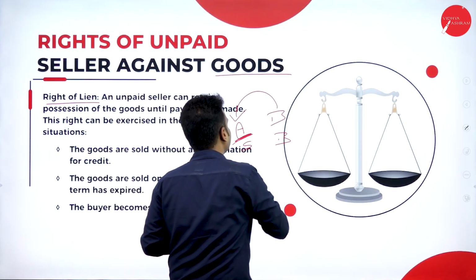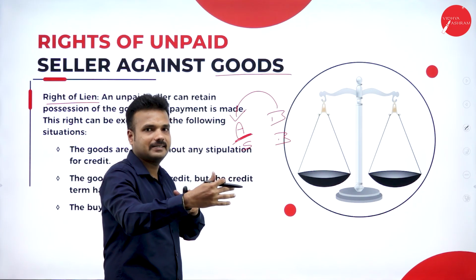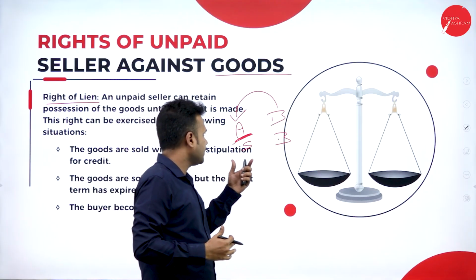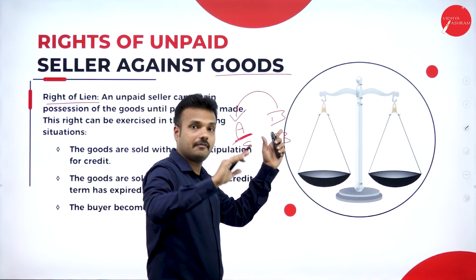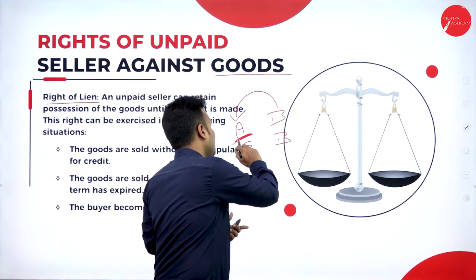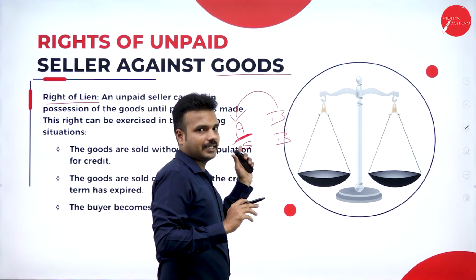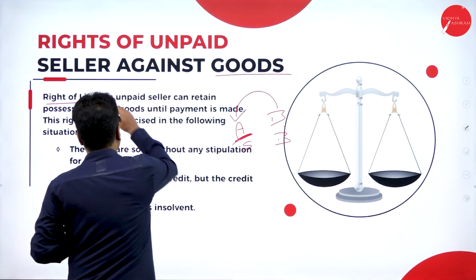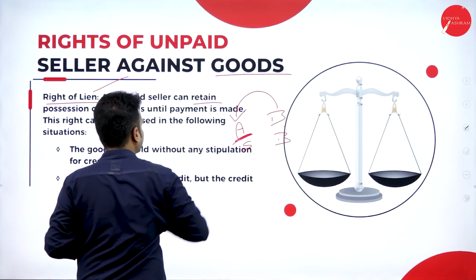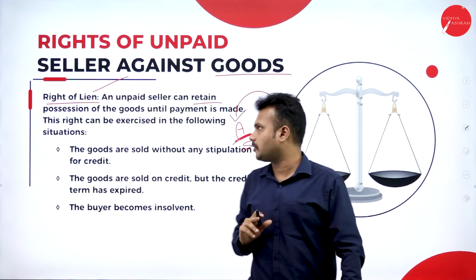A has a complete right to retain a product without delivering it. So what happens? He had agreed to make a payment but has not yet made it. After making a payment, Mr. A can deliver the product. Until and unless he makes a payment, A cannot deliver the product. That is about the right of lien. Lien means retention, retention of ownership, the title of a particular product.